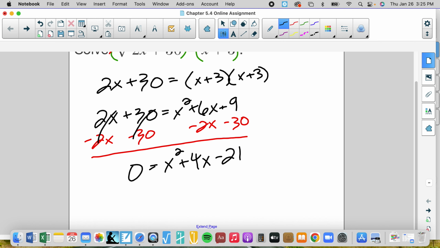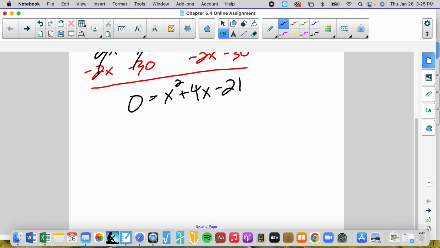Now I moved the items to the right because I wanted my x squared, my leading term, to be positive. I didn't want to move the other things to the left because that would have given me a negative x squared. And we need this to be positive. So there's going to be lots of different ways to factor this. We're going to factor it. We're going to turn it into the product of two binomials.